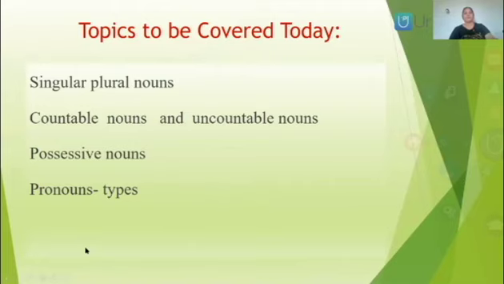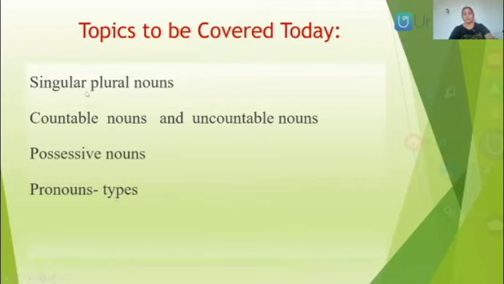So without wasting any time, let me start the topic of the day. Today, I'm going to teach you all a lot of types of nouns, the uses of them, and all that. All right, let me start. The topics to be covered today, you can see it's lined up: singular and plural nouns, countable nouns and uncountable nouns, possessive nouns, pronouns and its types.